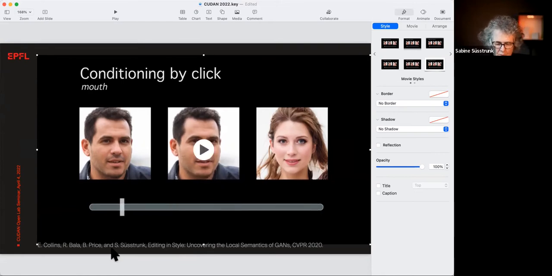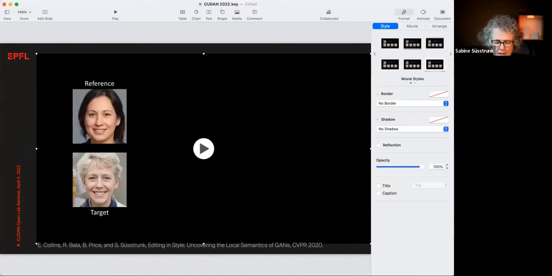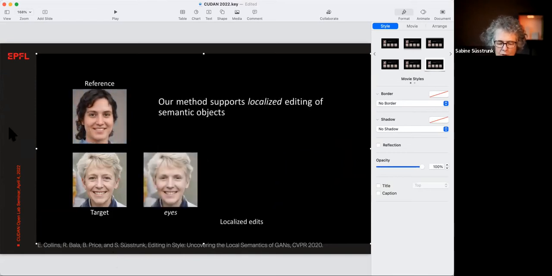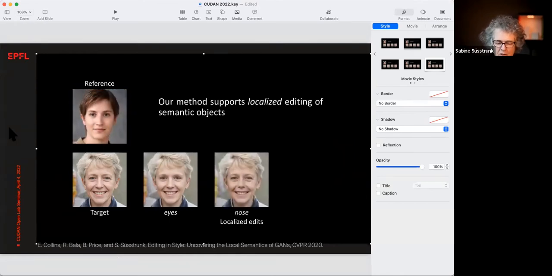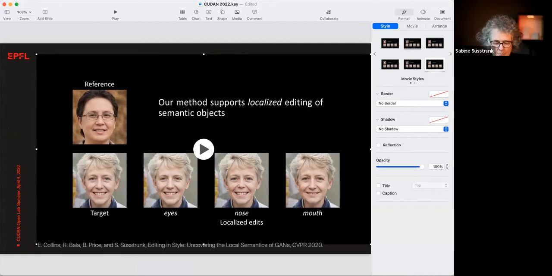I think I might show it to you a bit differently. Okay, this is now a bit better. Here you see the reference and the target image. And now you see just the eyes moving depending on the reference image, or just the nose changing, or just the mouth changing. We worked on this more or less around 2019. This is what was doable there. Besides the whole manipulation of a face, you could manipulate just some semantic objects.